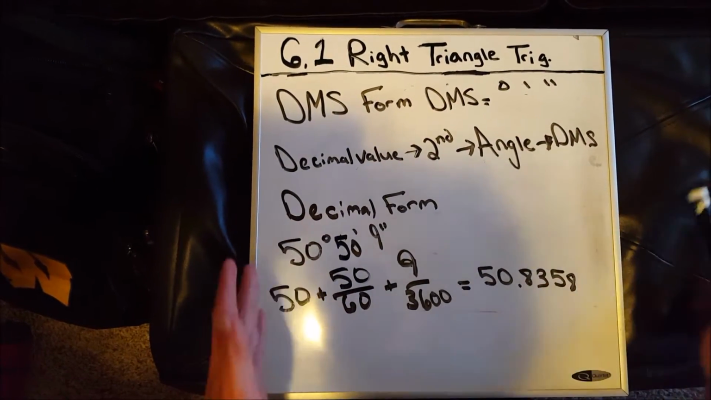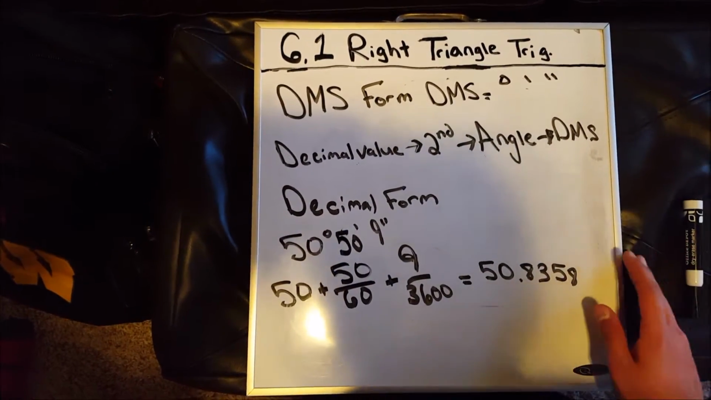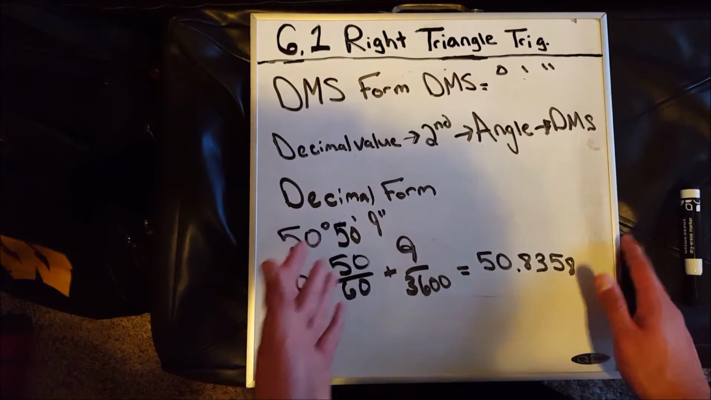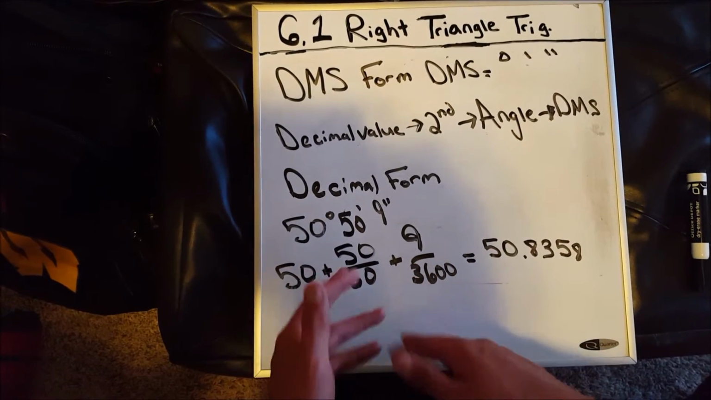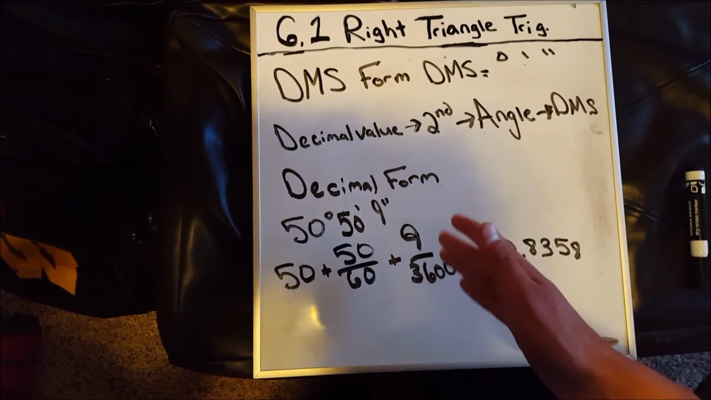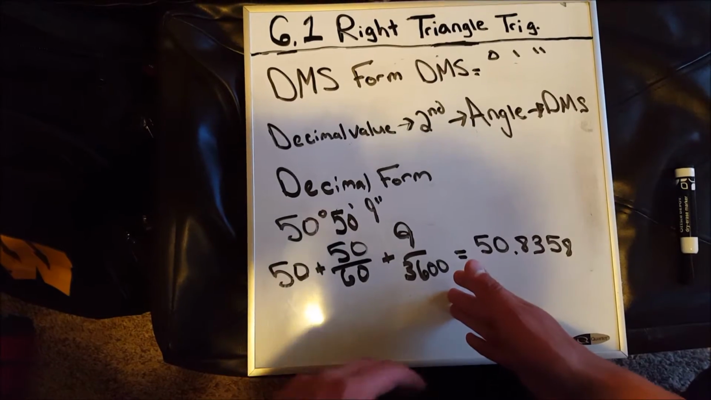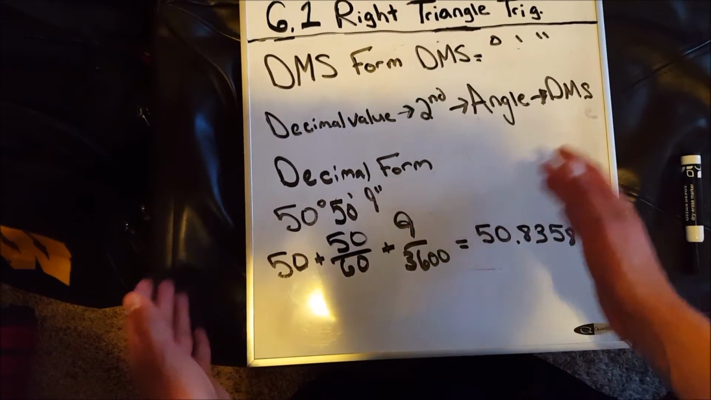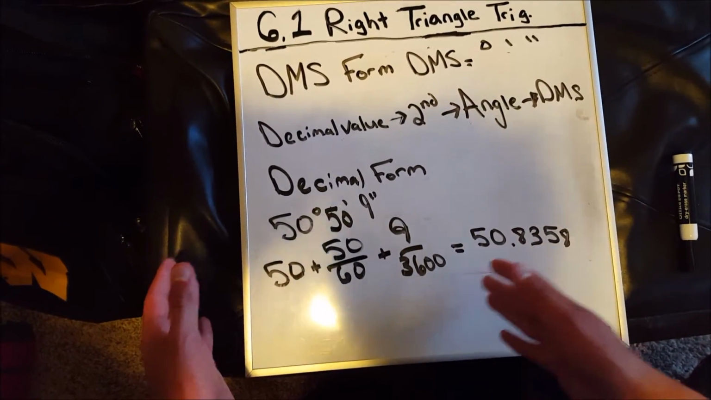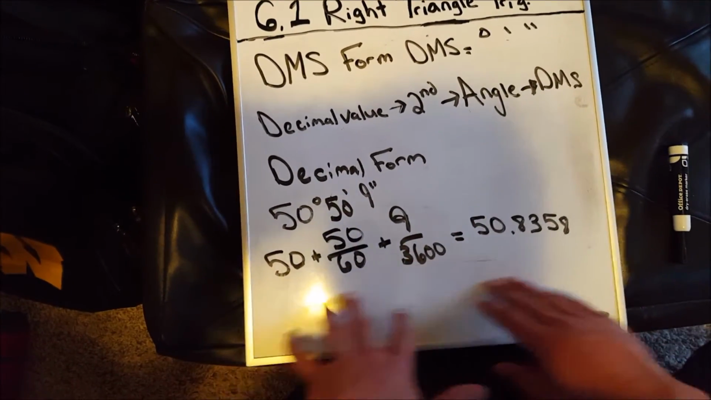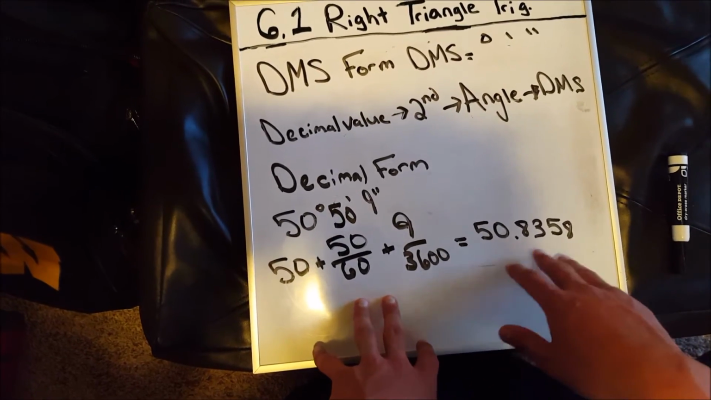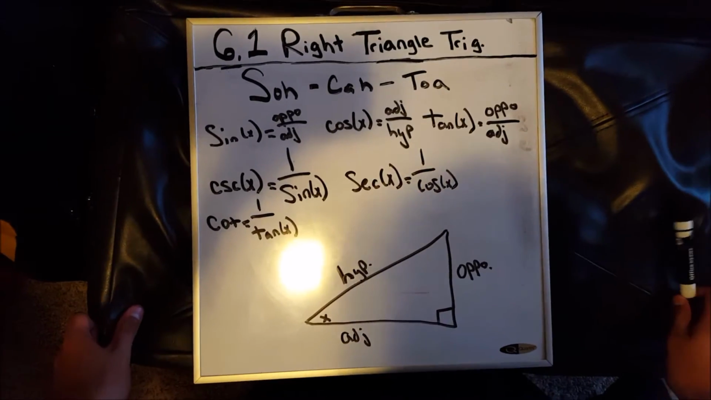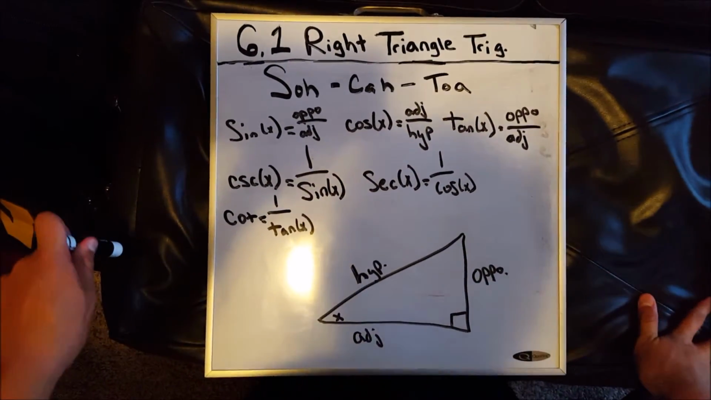Now for decimal form, you have the degrees, minutes, and seconds all written out. So all you do is you take the degree, then the minutes are 1/60th of a degree, and the seconds are 1/60th of a minute, so you put 50 over 60, and then plus the seconds over 3,600, because a second is 1 over 3,600. You add it all together and you get 50.8358, and that is your answer in decimal form.